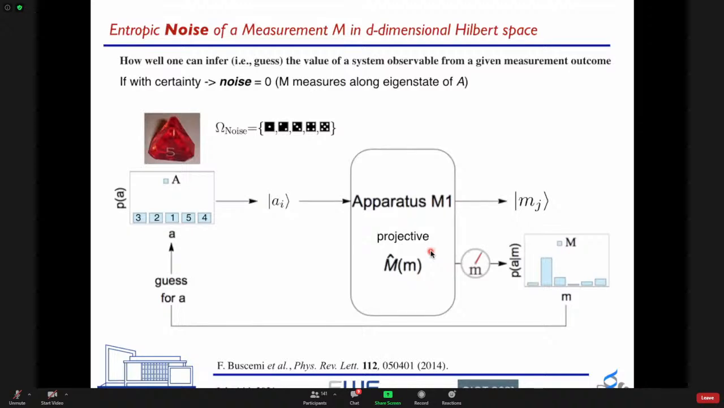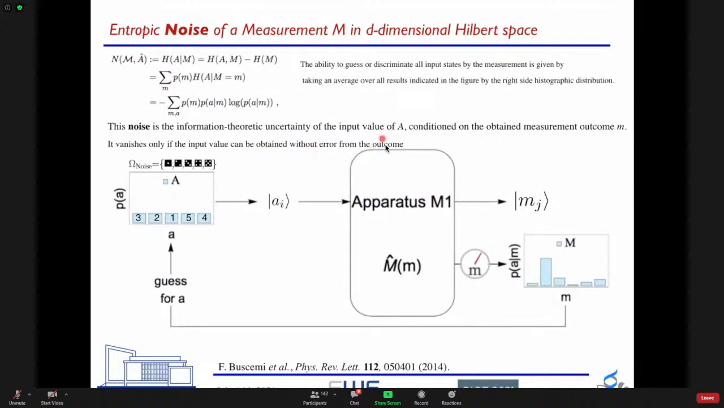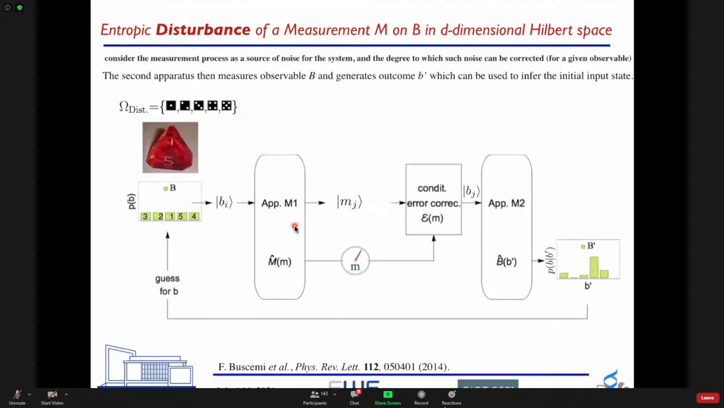If I can guess this with certainty, then the noise is zero. Of course, this would only be possible if the measurement apparatus measures along the eigenstates of my observable A. In all other cases, the noise, which is the corresponding property to the error before, will be non-zero. And this you can simply express as the conditional probability of observing output M, given that the state A was sent onto the measurement apparatus.